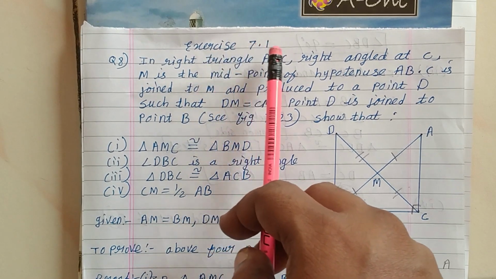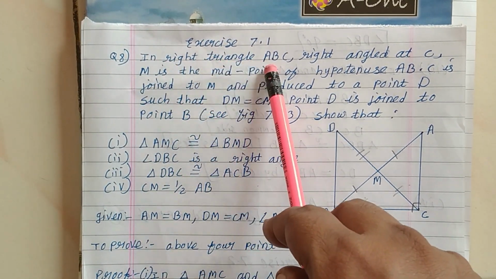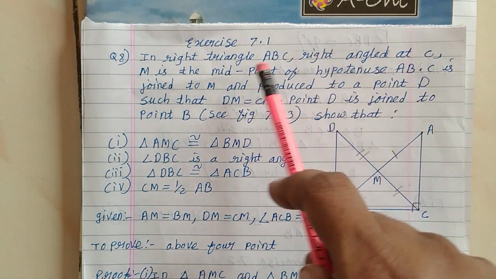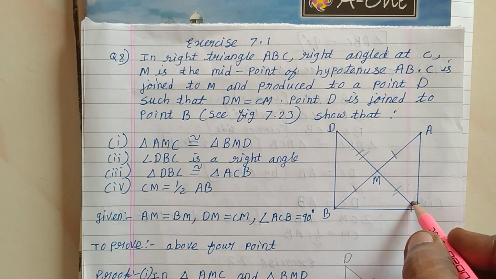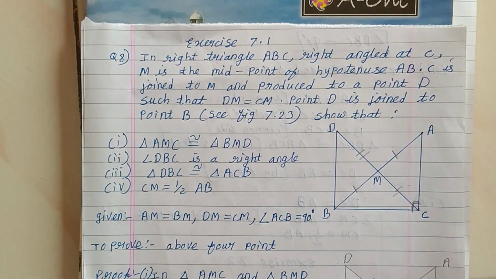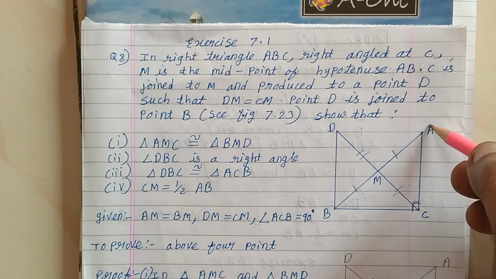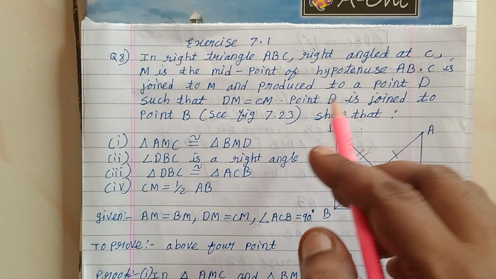We will start today with exercise 7.1, question 8. In right triangle ABC, right angle at C. Means triangle ABC is a right angle triangle with vertex C 90 degree. M is the midpoint of hypotenuse AB. That means AM is equal to BM.